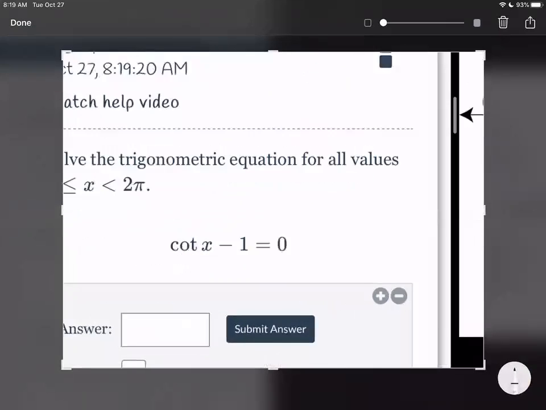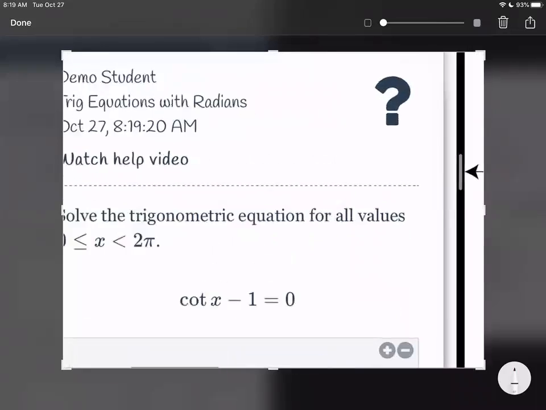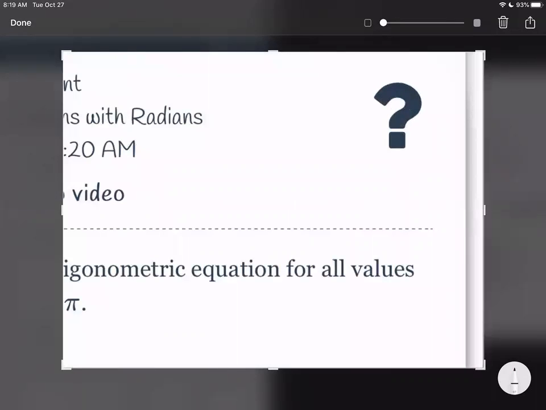So we have cotangent x minus 1 equals 0. The equation itself is more basic, but we have a cotangent here, so we got to remind ourselves what all of those equal. You know what? I'm going to write it on the top here for you, just in case, because I feel like it might be buried deep in your notes, and so I want you to have it more on the forefront.